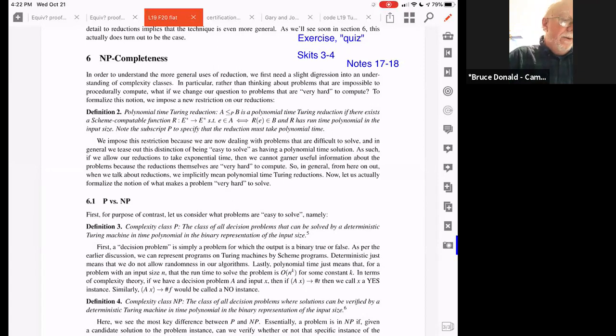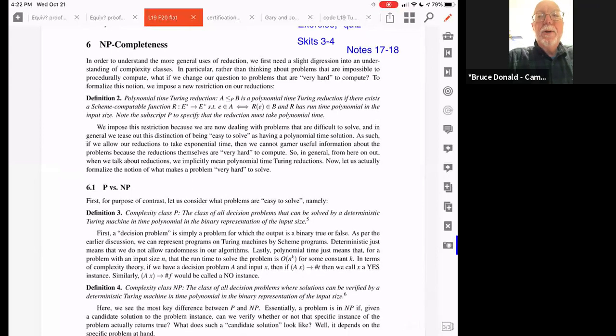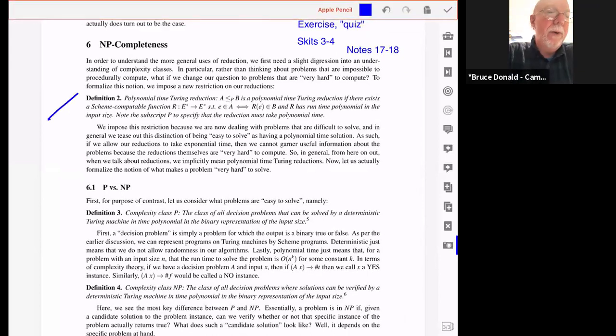So let's think about doing this and do some definitions here. If you go into a class where maybe you haven't thought as deeply about reductions as we're doing in this class, you might find the definition of a polynomial time reduction a bit intimidating, unless you're a mathematician already. So polynomial time reduction is exactly like the reductions we had. We just add the requirement that the reducing function has to be efficient, has to run in polynomial time. That's all we're adding. So that's pretty neat. It's a familiar concept.